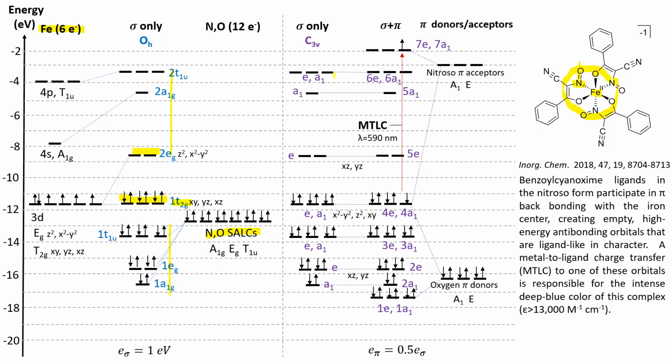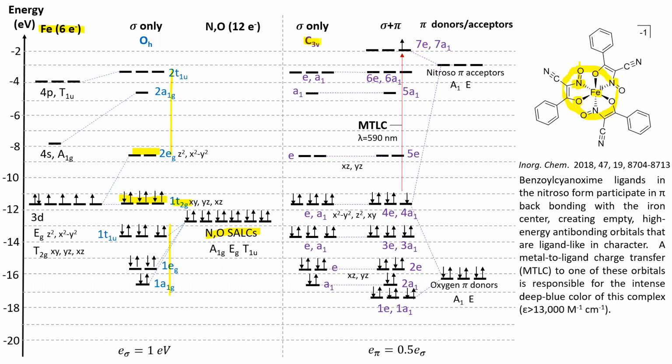So we'll have filled donating p orbitals on the oxygens, but we'll also have empty pi star orbitals on the nitrogens of these nitroso groups. But we can use descent in symmetry to do the pi analysis and use the point group C3v.